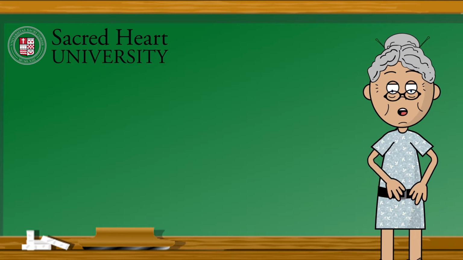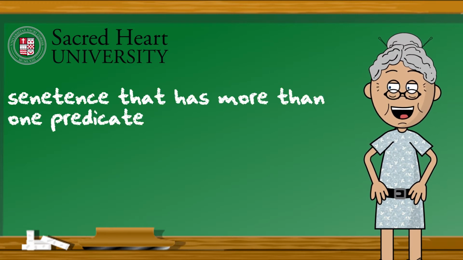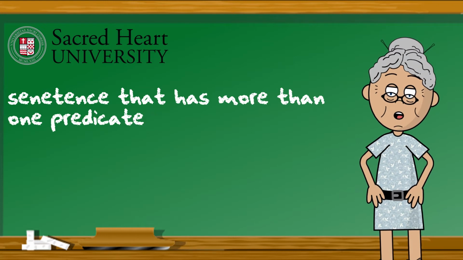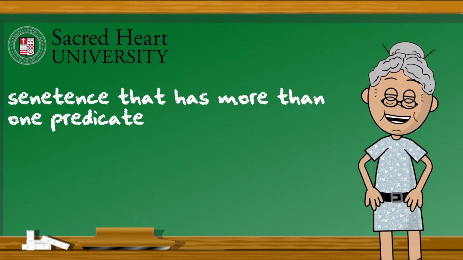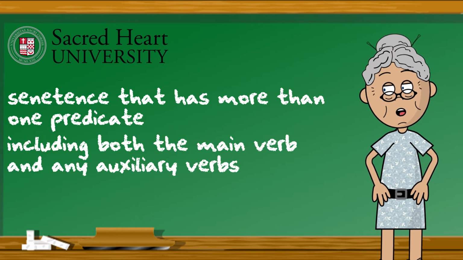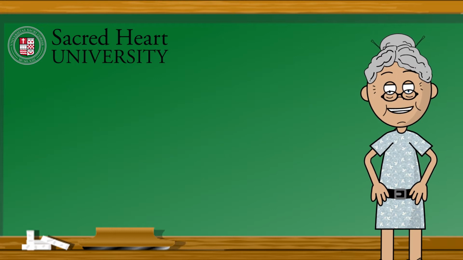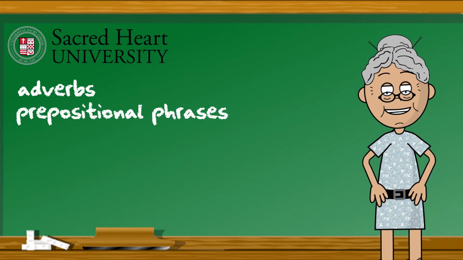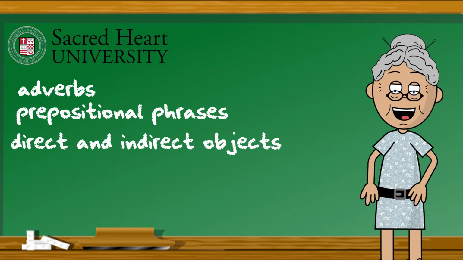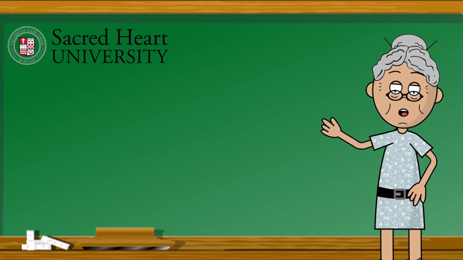So let's get started. All right, what's a complex sentence? In the most basic sense, it's a sentence that has more than one predicate. A predicate, I'm sure you remember, my dears, is the verb phrase in the sentence, including both the main verb and any auxiliary verbs and whatever else goes along with the verb, such as adverbs, prepositional phrases, direct and indirect objects, and so forth. So let's just quickly review the difference between a verb and a verb phrase.